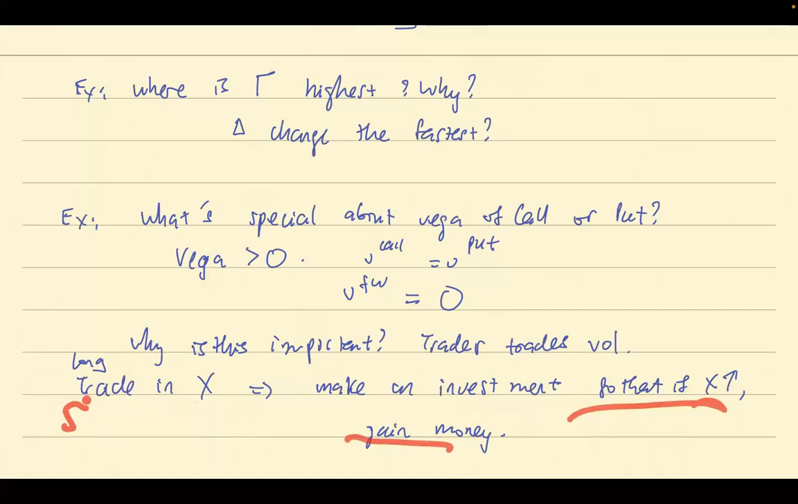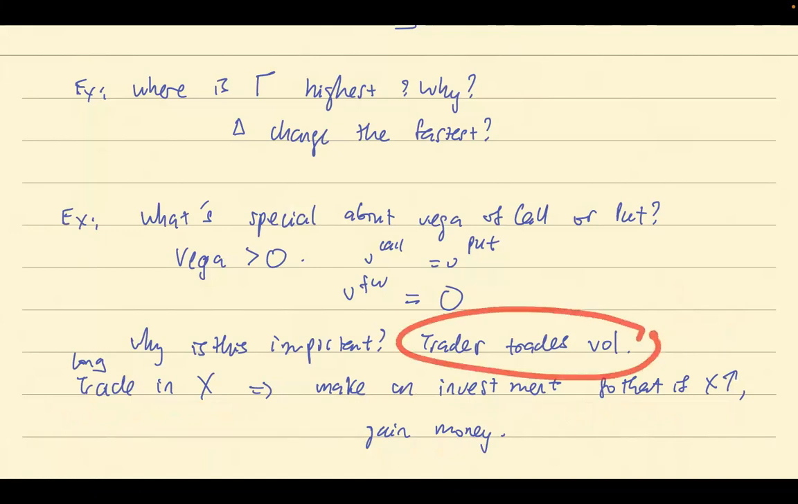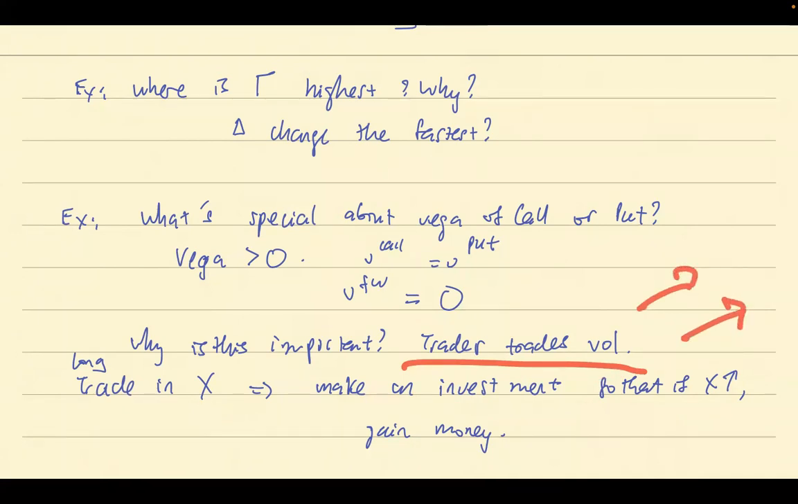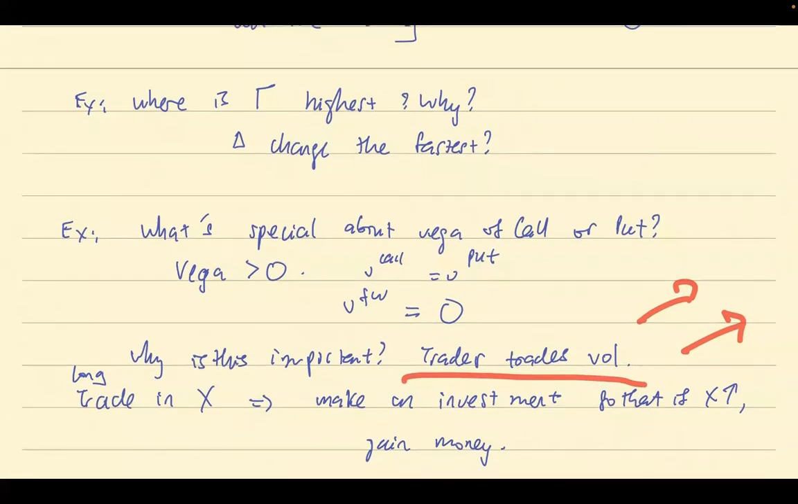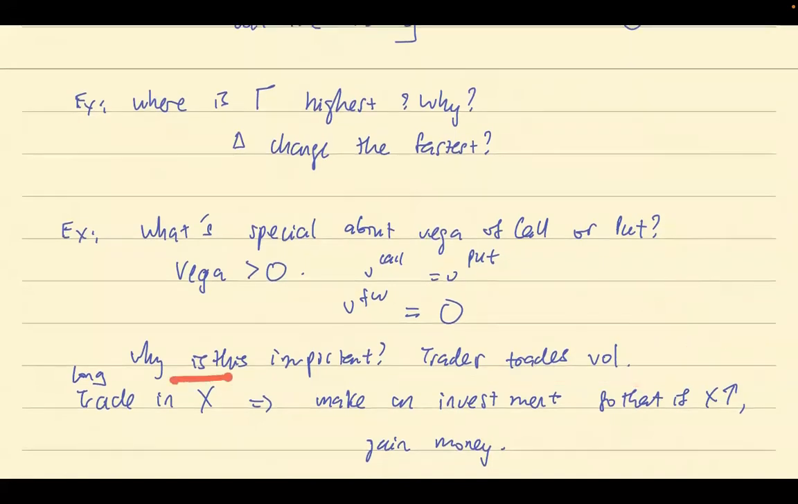Of course, shorting X is the same thing. You want to short temperature, meaning you make an investment so that if temperature goes down, you get money. Maybe heat, gas. So to trade volatility means you make an investment so that if volatility goes up, let's say you want a long volatility, your value goes up.